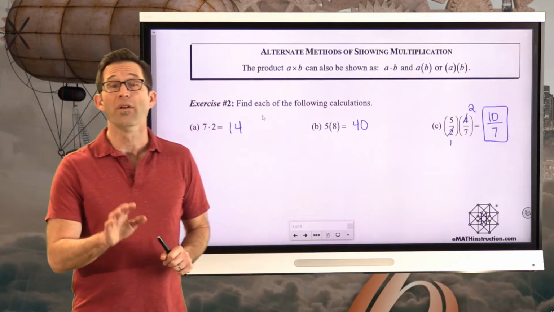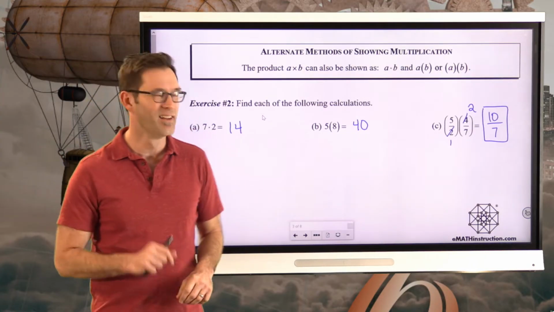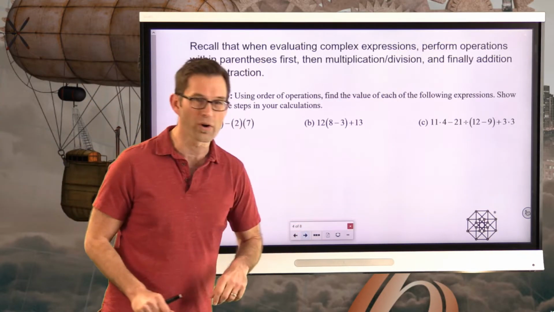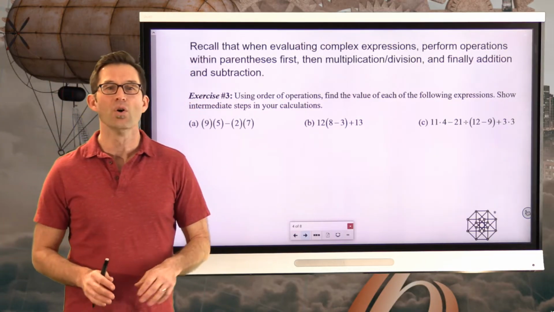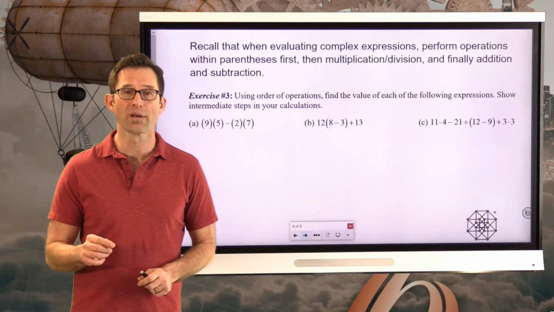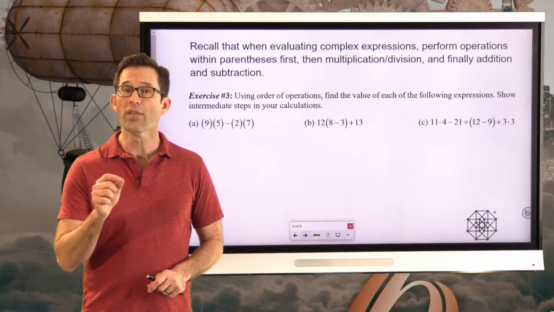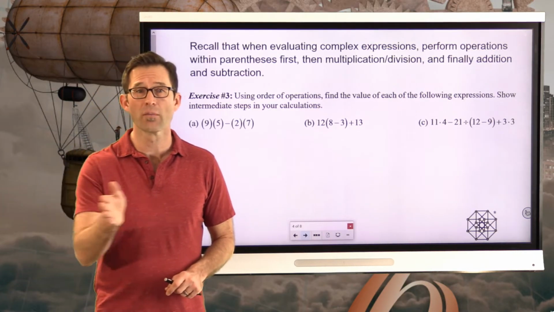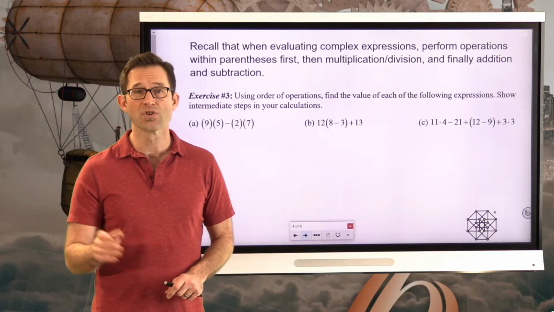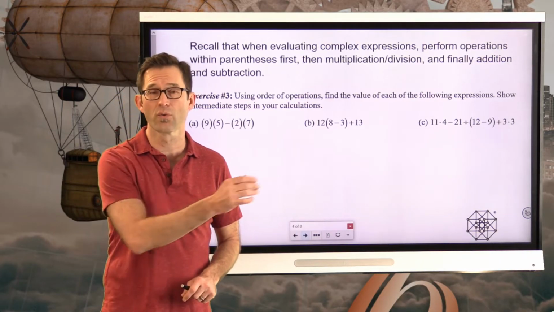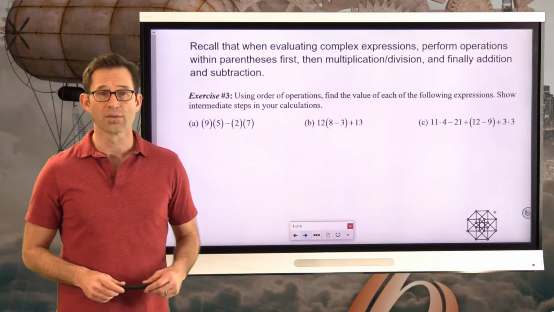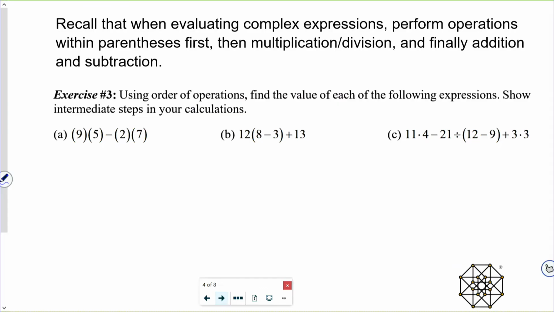All right, so now let's take a look at some additional order of operations work. All right, here we go. So again, recall that when evaluating complex expressions, perform operations within the parentheses first, then multiplication and division going from left to right, and then finally addition and subtraction again going from left to right. So let's take a look at exercise number 3. Using order of operations, find the value of each of the following expressions. Show intermediate steps in your calculations.